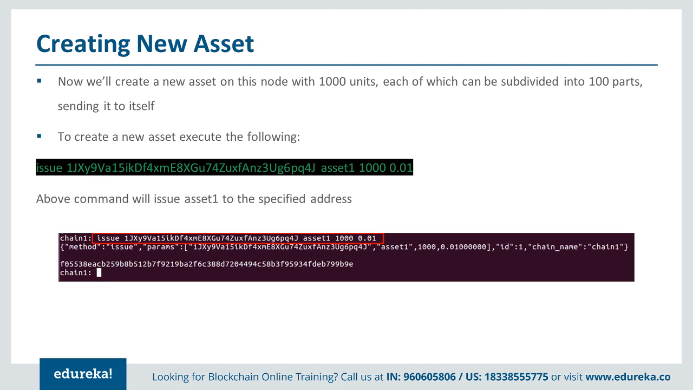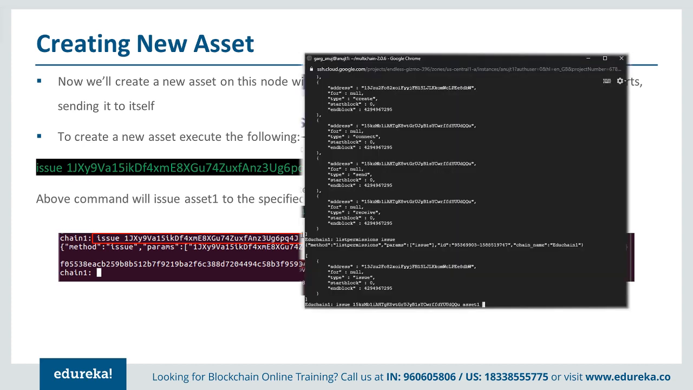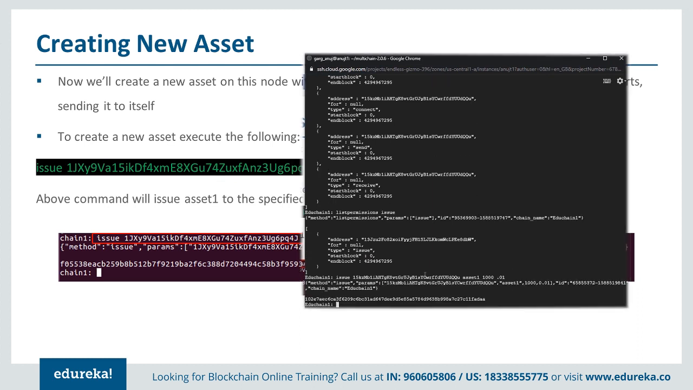It's like a total of 1000 rupees, and each rupee can have 100 paisa. So this is basically how many units you can divide it into. So I am creating an asset 1 with 1000 total assets and 0.01. This is the asset that I have issued to the second node.